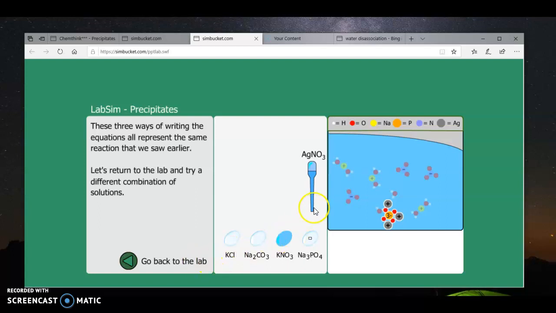But for now, this concludes my lesson on this simulation. I hope you guys get something out of this. I hope you understand how ions work, how water causes ionic compounds to dissociate, and how double replacement reactions come about as a result of insoluble materials, or materials that do not dissolve in solution.